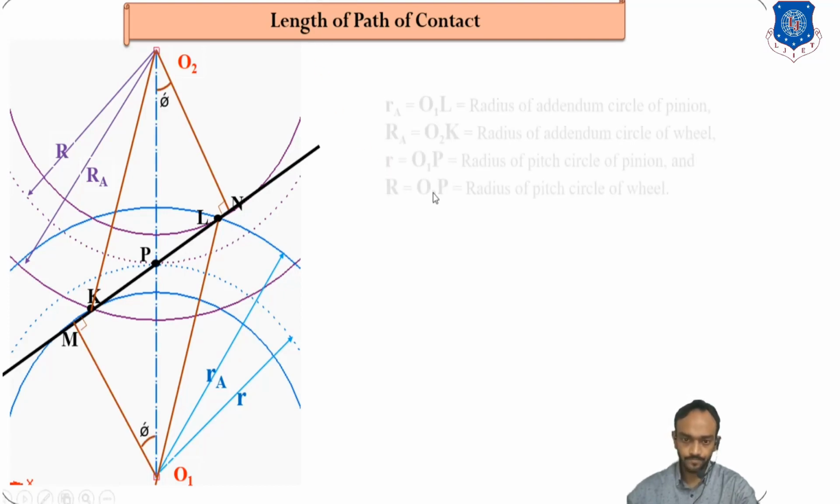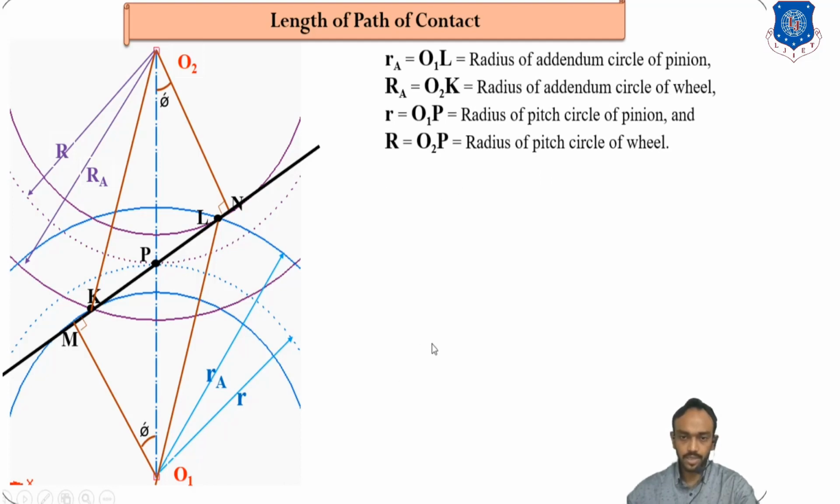So phi. Okay, so let's identify all the geometrical relations we have derived up to this point. First of all, you can see here O1L is the addendum radius of gear 1, so small RA. Same as you can see here, O2K is the addendum radius of gear 2, capital RA.